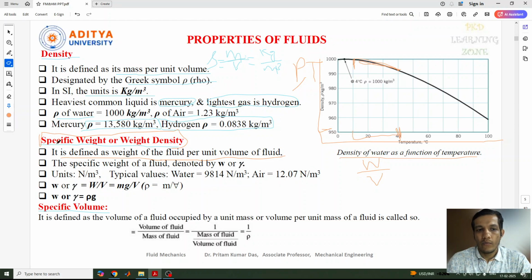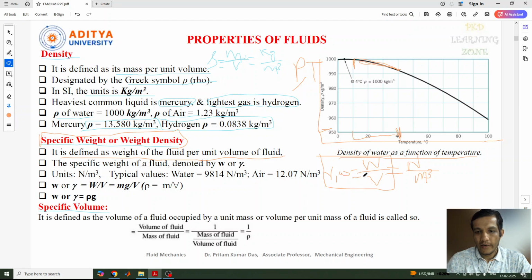How do we denote specific weight or weight density? It can be denoted in two ways: one is gamma, or we can consider the small w. Both can be used. So gamma equals weight of the fluid by volume of the fluid. The unit of weight is Newton, and the unit of volume is meter cube, so the unit is Newton per meter cube.